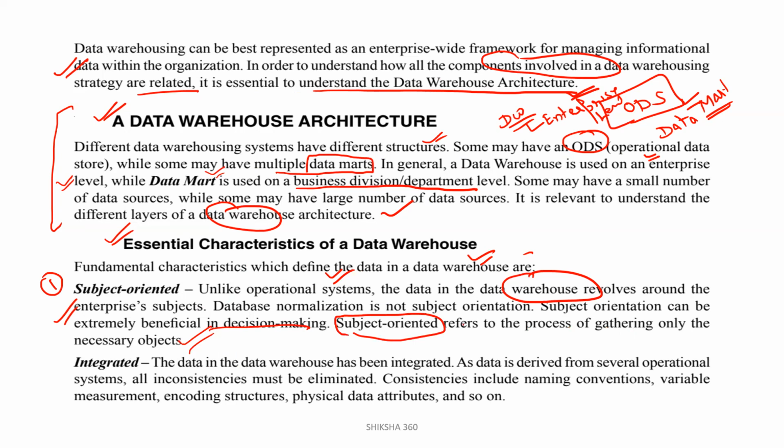Integrated. The data in the data warehouse has been integrated, as data is derived from several operational systems. So all inconsistencies must be eliminated. Inconsistencies include naming conventions, variable measurement, encoding structure, physical data attributes, and so on. This is also one of the characteristics of the data warehouse.